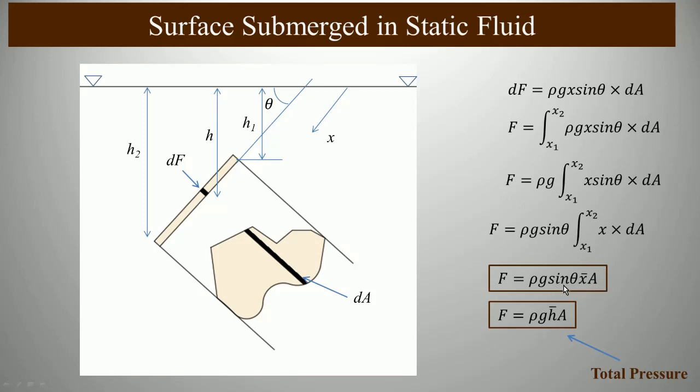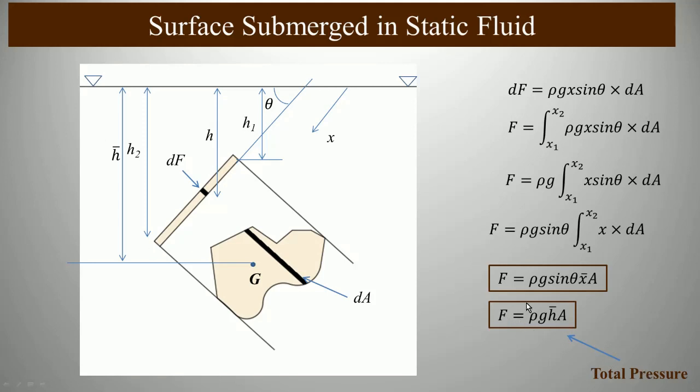Now sine theta into x bar is equal to h bar, the distance to the centroid. If you see, this is the centroid and this is the distance h bar to the centroid of that particular area, and this F is rho g h bar A. This F is called the total pressure. This is a very important formula for people preparing for competitive exams, so kindly note it down in your formula book. Very, very important. This as well as the earlier one are both important for calculation purposes. So F is equal to rho g h bar A, where F is the total pressure.